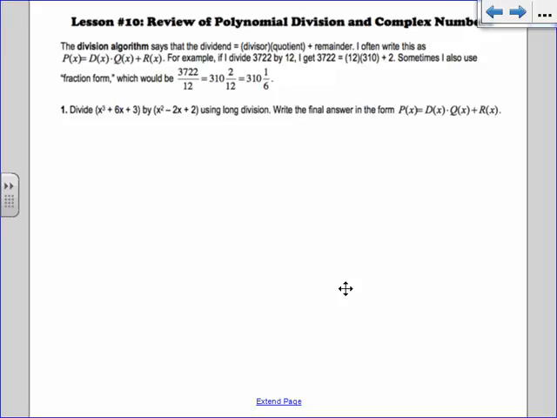All right, so if you remember, we talked about the division algorithm before. So the division algorithm basically tells you that any number is equal to the divisor times the quotient plus the remainder. Okay, and the same is true for polynomials. So if you divide 322 by 12, you get 322 is equal to 12, which is the divisor, times the quotient, so the number on the top of the division sign, so 310, plus the remainder of 2. Okay. Sometimes I ask you to write things in fraction form, which would be 310 and 2 out of 12, or 310 and 1/6.